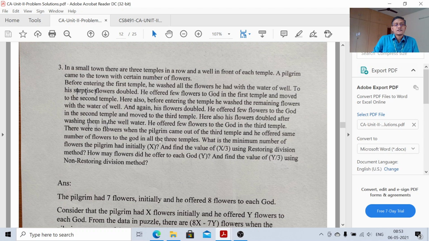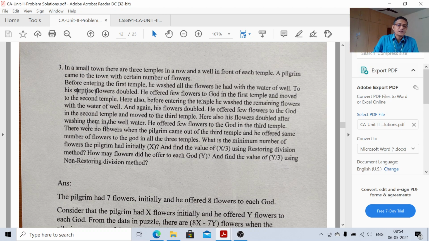So let us consider that x is the number of flowers he had before he entered the first temple, right? So when he washed the flowers he had in the well, it doubled. So it becomes 2x, right? In that 2x of flowers, let me consider that he offered y flowers to God. So after coming out of the first temple, he had 2x minus y flowers in his hand.